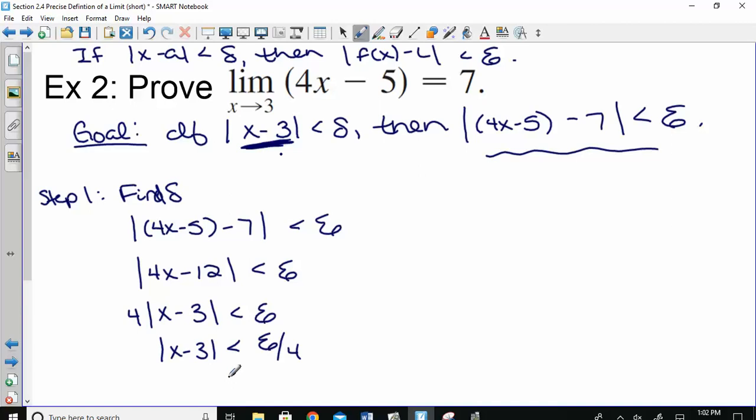We're finding a formula to do that. So if I said I want to be within a half of 7, then you could come down here and say, okay, well, 1/2 divided by 4, I'm going to be within 1/8 of 3. And so I could give you any y value, and you could turn around and divide that by 4, and that's how close x has to be. So this is our scratch work. Now we know how close x has to be.